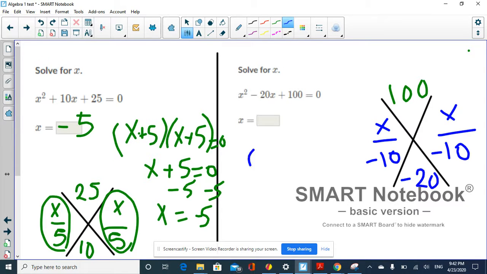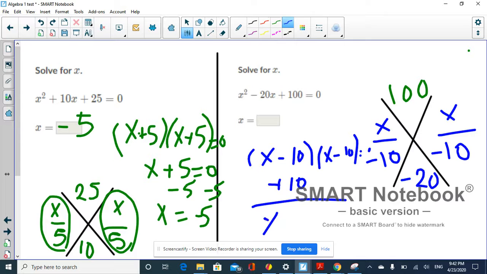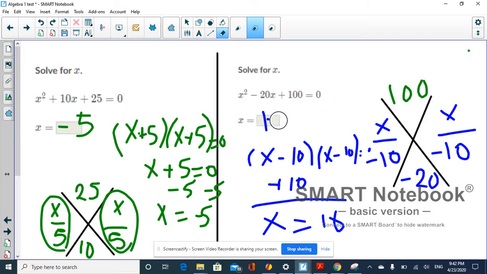You have the same factor, x minus 10 and x minus 10 equals 0. If you add 10, that means x equals 10. This is the answer. This is 10. Okay? Sorry, fix it.